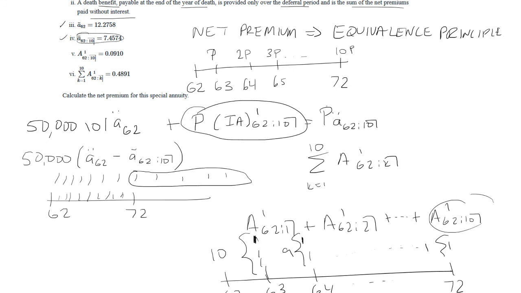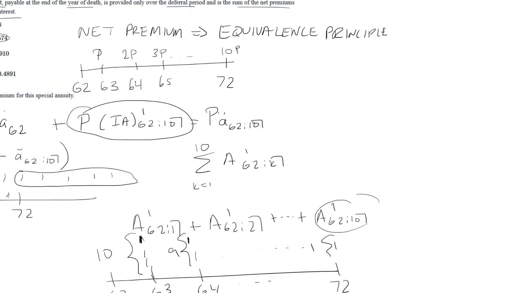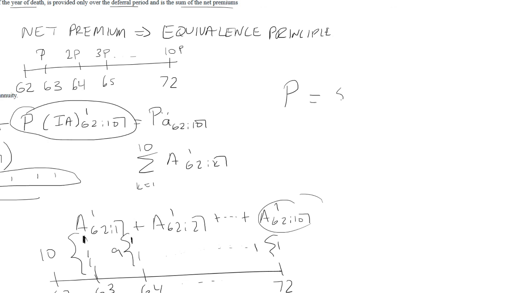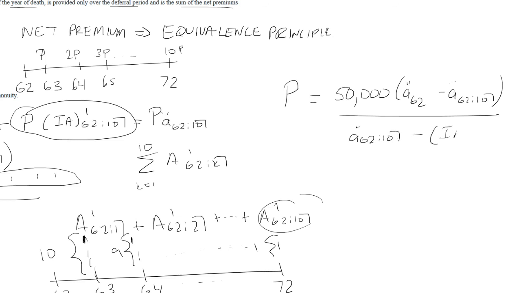So now let's put it all together. If I were to solve for P from this equation, I would get 50,000 annuity due at age 62 minus annuity due at age 62 for 10 years, divided by annuity due at age 62 for 10 years minus capital IA 62 10. So I would plug everything in and I would get that the net premium is $34,687.